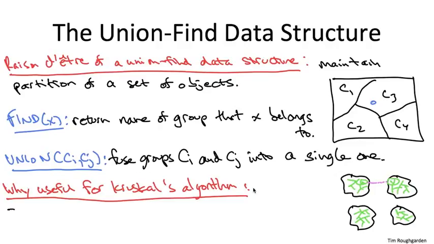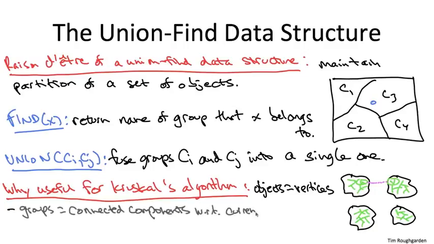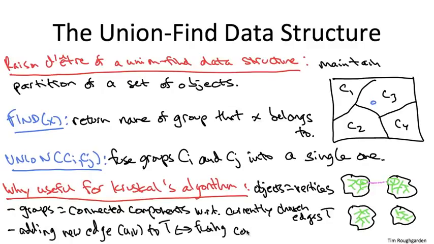To be a little more precise about it, what are going to be the objects contained by the union find data structure in Kruskal's algorithm? Well, they're going to correspond to vertices. It's the vertices coalescing that we want to keep track of. What are going to be the groups in the partition that we maintain? They're just going to correspond to connected components with respect to the edges that Kruskal's algorithm has already committed to. And with these semantics, it's clear that every time Kruskal adds a new edge to its set capital T, we have to invoke the union operation to fuse two connected components into one.